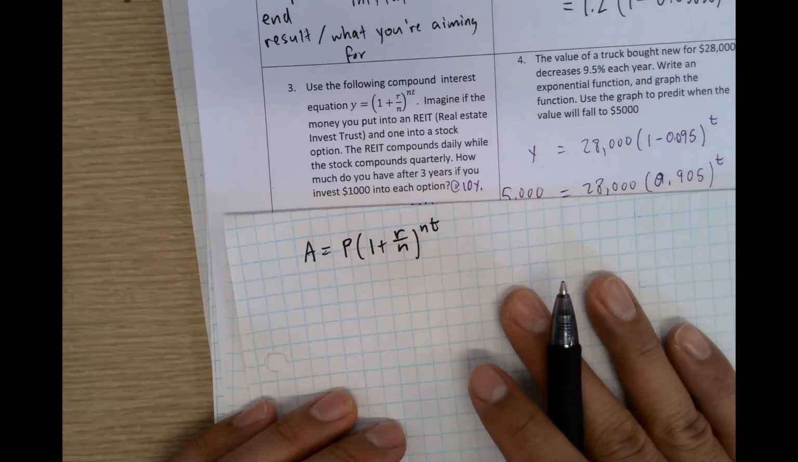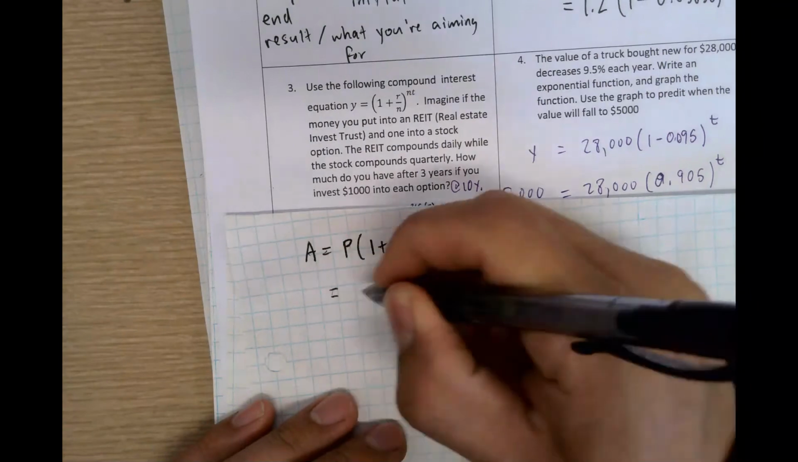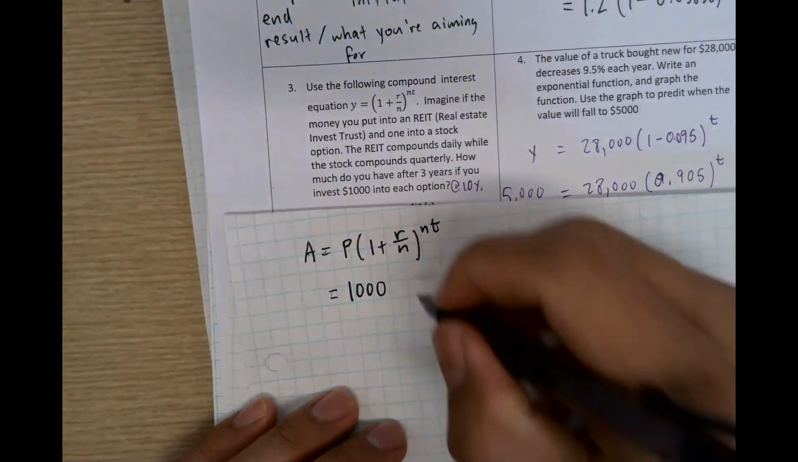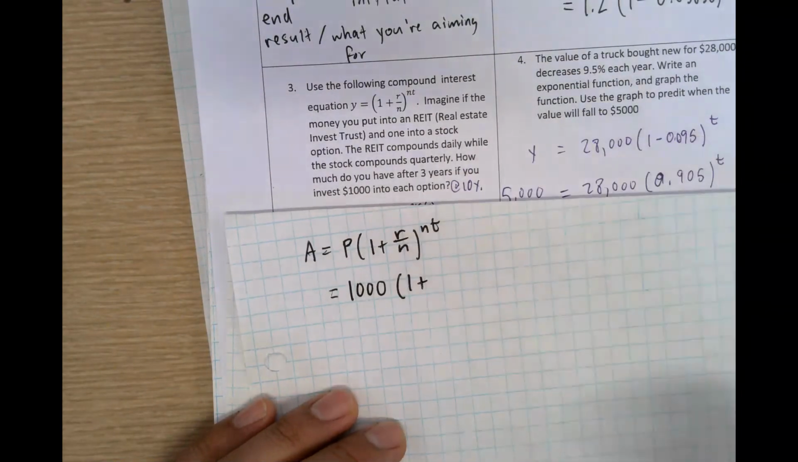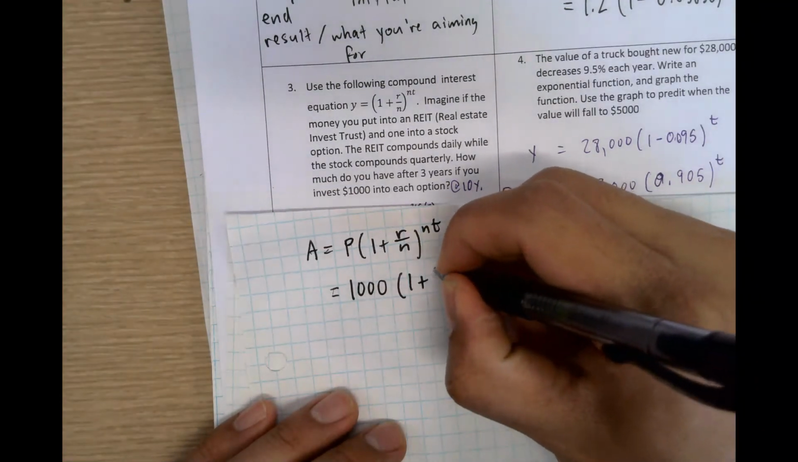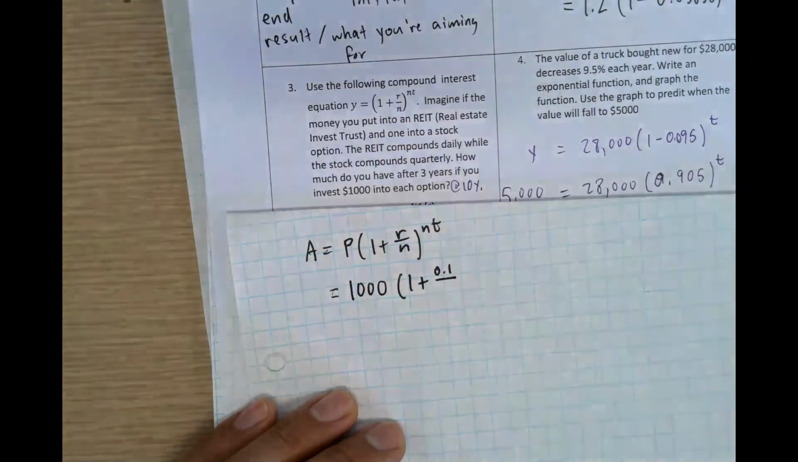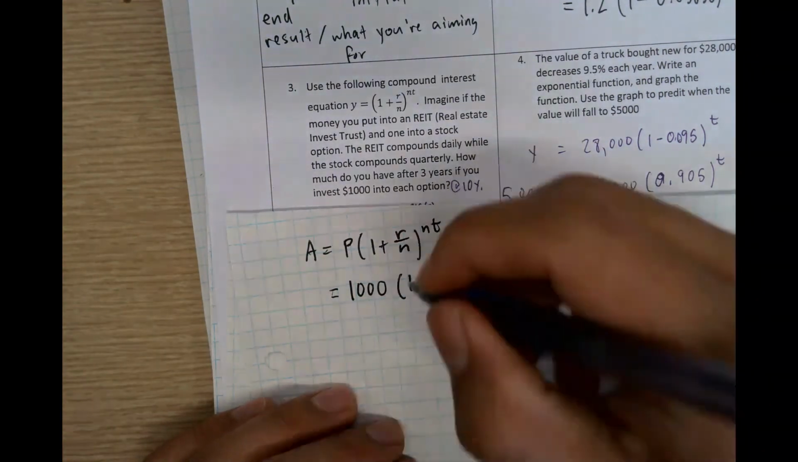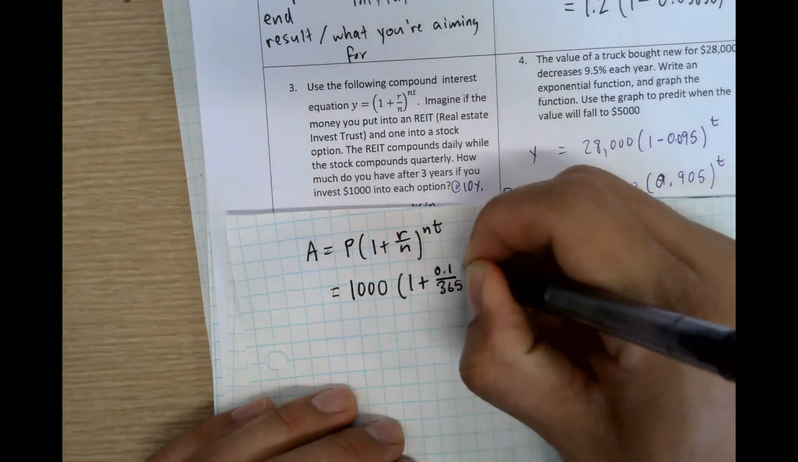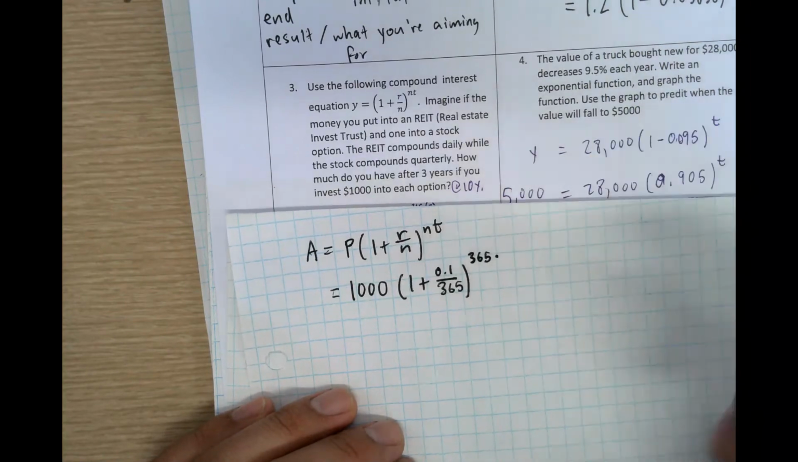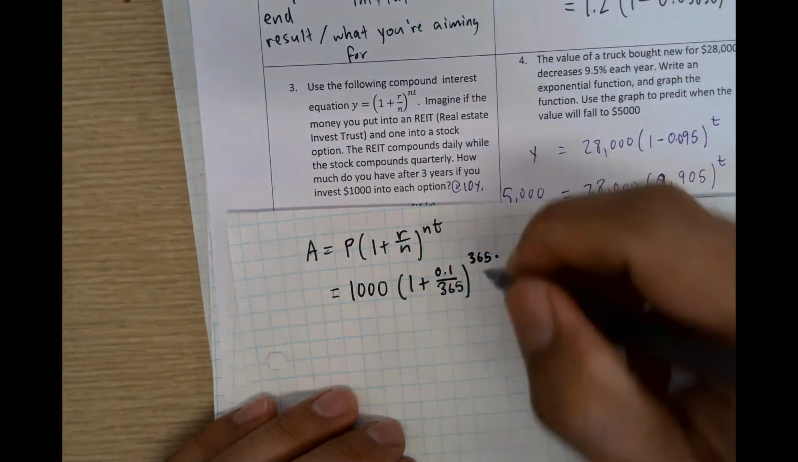Okay, so in this case, if we put an initial amount of $1,000, our percentage is still the same, starting at 100%. We know that it's going to grow, so it's going to grow at a rate of 0.1 divided by 365, since it's compounding every single day and there are 365 days in a year, and we're going to raise it to the 365 times, and it asks us 3 years, so it's going to be times 3.